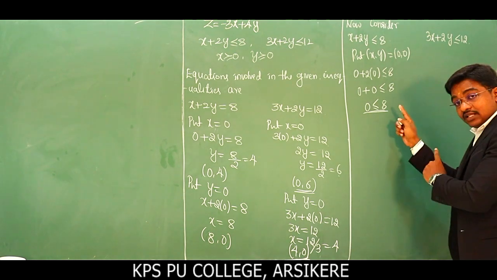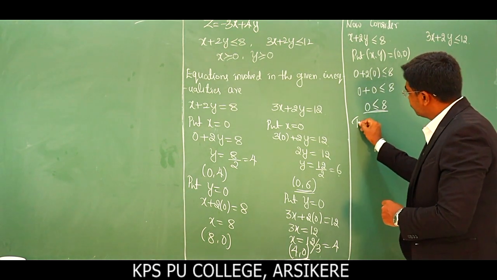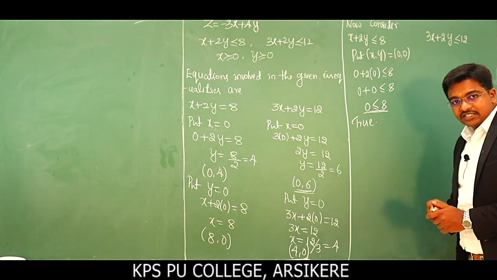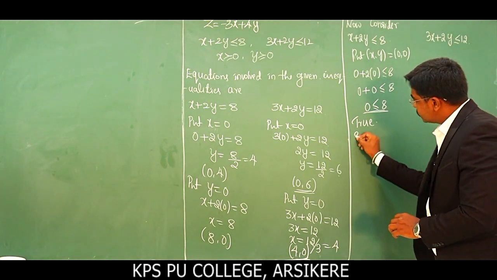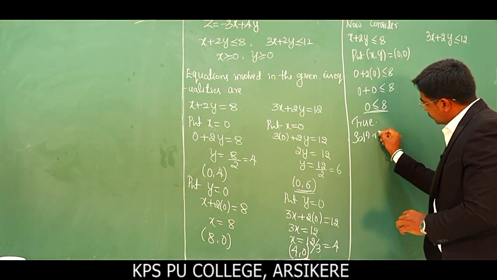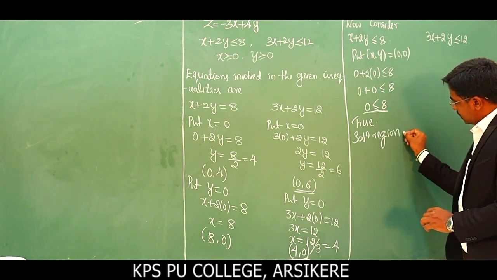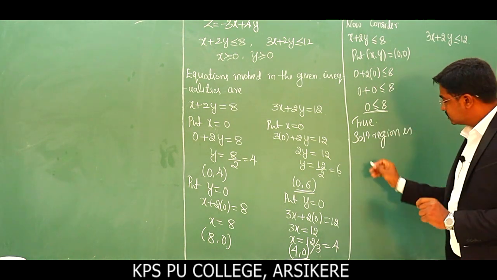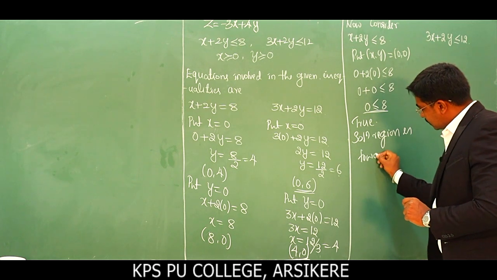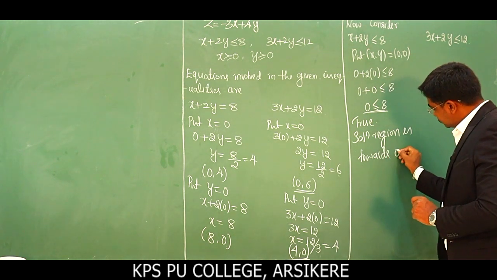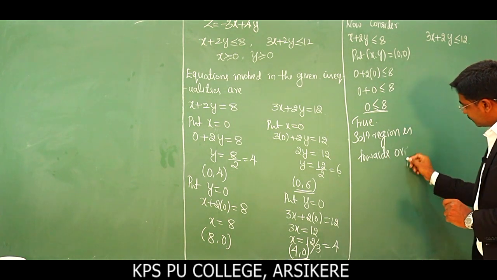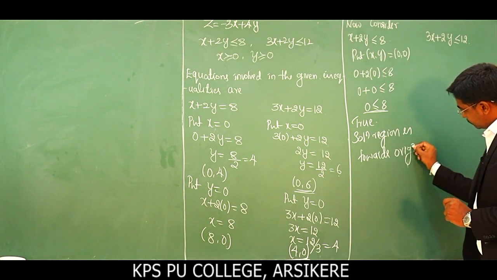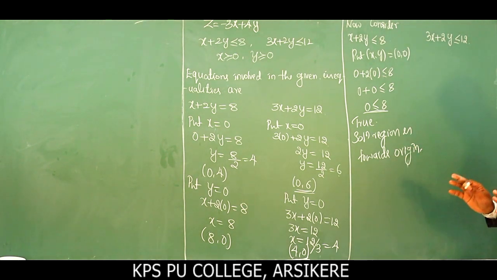So this inequality is true here. Once it is true, the solution region is towards the origin. Towards origin. Is it clear? Okay. Similarly, check it for the second one.